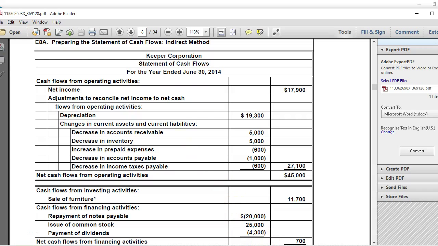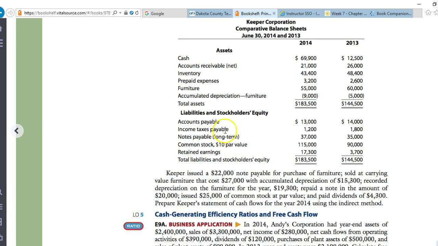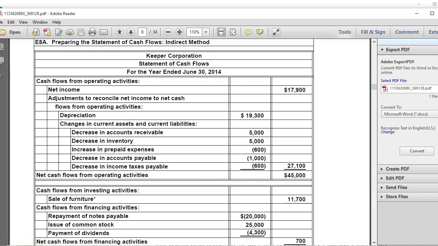Prepaid expenses, look at this though. Our prepaid expenses went from $2,600 to $3,200. So our asset increased, we subtracted. We used cash that didn't get reported on the income statement. So in this case, we're going to take our increase in our prepaid expense, subtract it. We used up cash, but it wasn't reflected in the income statement.